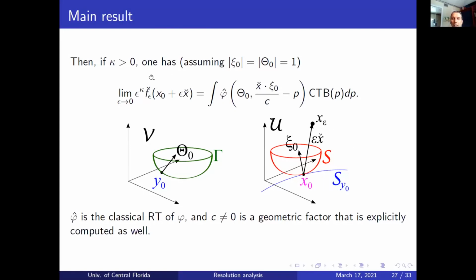All right, so as a reminder, this is the setup. This is the point X naught. This is the point Y naught from which the singularity of F is visible. So Xi naught is normal to X naught here. Theta naught is normal to gamma here. And X check is this dilated variable.